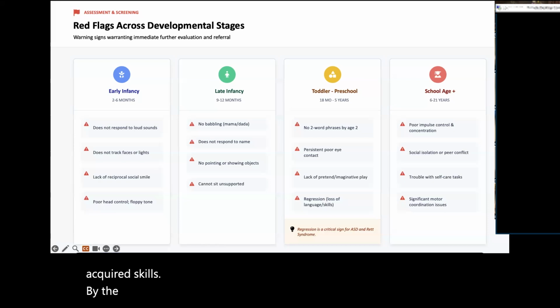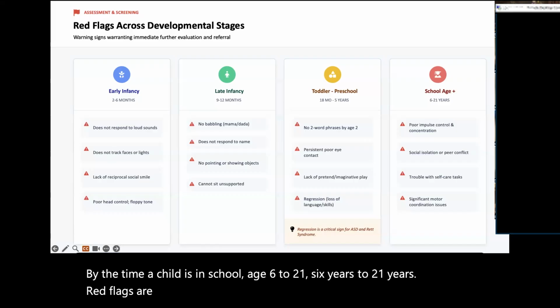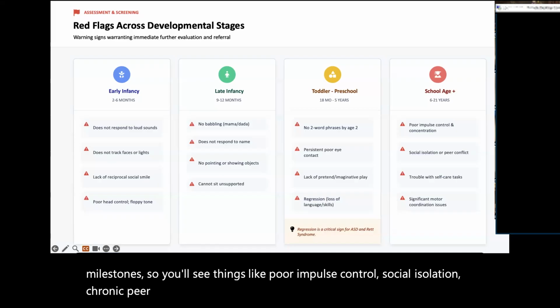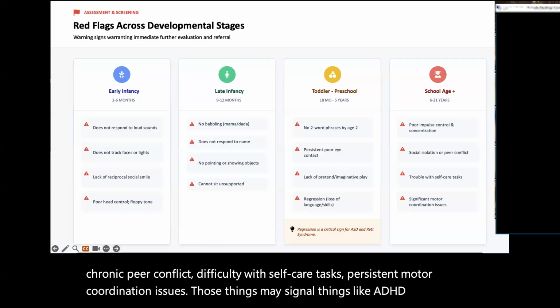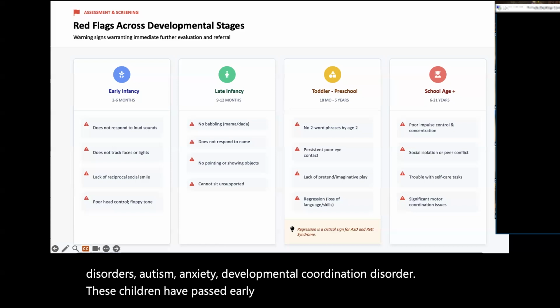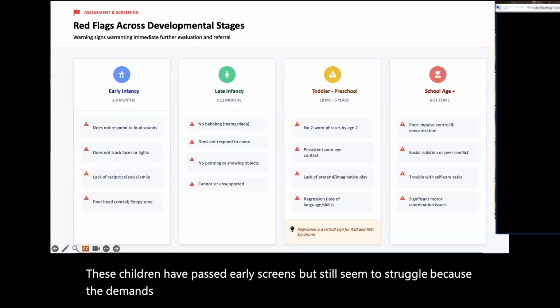By the time a child is in school, age 6 years to 21 years, red flags are often appearing as functional impairments rather than missed milestones. So you'll see things like poor impulse control, social isolation, chronic peer conflict, difficulty with self-care tasks, persistent motor coordination issues. Those things may signal ADHD, learning disorders, autism, anxiety, developmental coordination disorder. These children have passed early screens, but still seem to struggle because the demands of their daily life have outpaced their capacity.